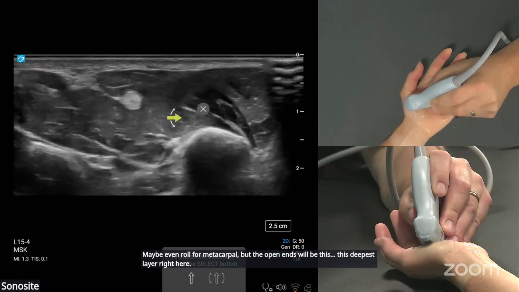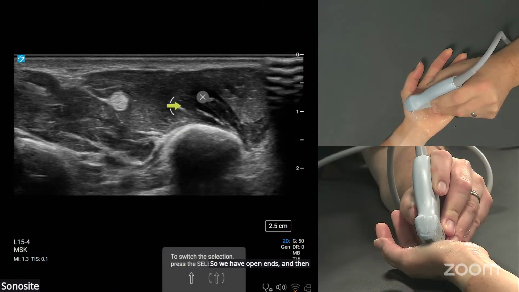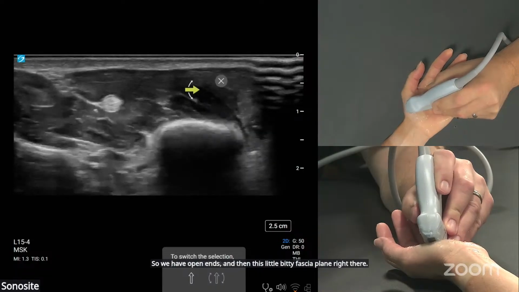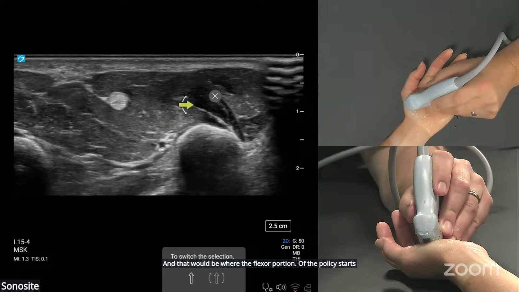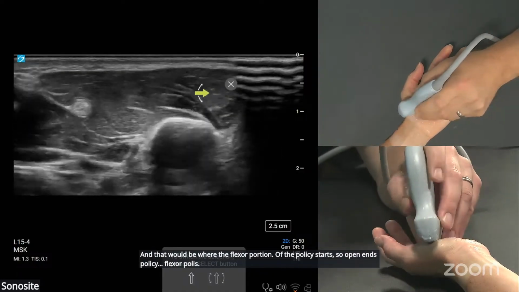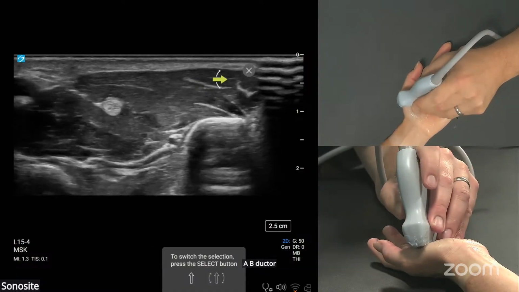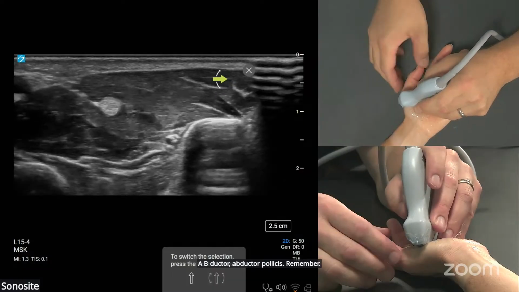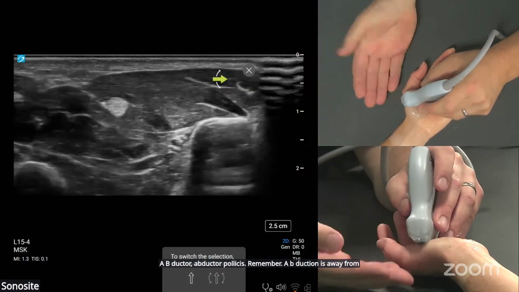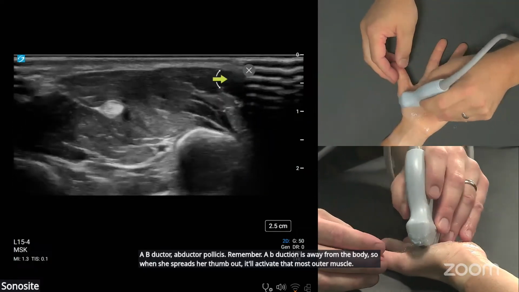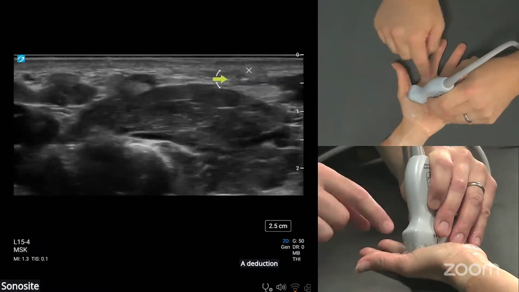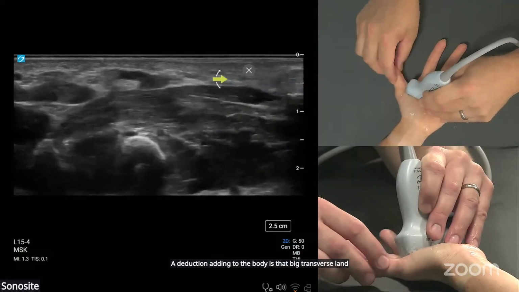So we have open ends and then this little bitty fascial plane right there. And that would be where the flexor portion of the pollicis starts. So open ends pollicis, flexor pollicis, abductor pollicis. Remember, abduction is away from the body. So when she spreads her thumb out, it'll activate that most outer muscle. Adduction, adding to the body, is that big transverse landmark that we were working with earlier.